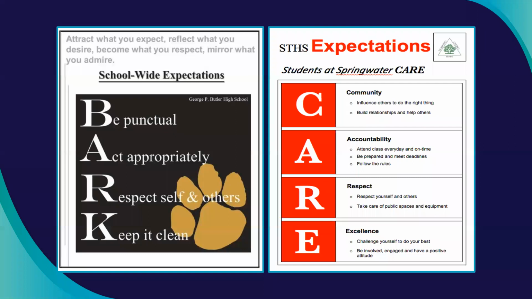So here are two really good examples. Now, schools often like to use acronyms, but it is not necessary to either use an acronym or to force it into your school name or something like that. If you do want to use an acronym, you can do something like connecting to your school mascot, like this one. Their mascot is the Huskies. So they say BARK, right? Be punctual, act appropriately, respect self and others. So it spells out BARK, something easy to remember.